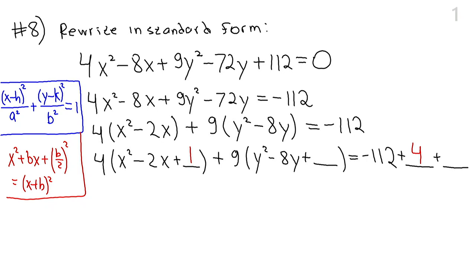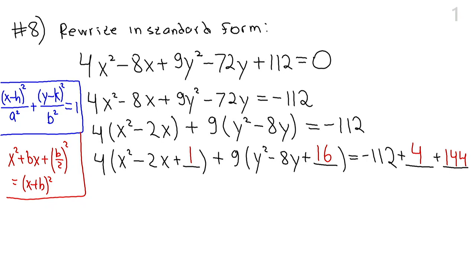Next, I'm going to complete the square with the y's. I have y squared minus 8y, and I'm going to add 16 to that. But now I have to balance it out with what I did on the other side, and this 16 is inside the parentheses, which is being multiplied by 9. So I have to add 16 times 9 to the other side, which is 144.